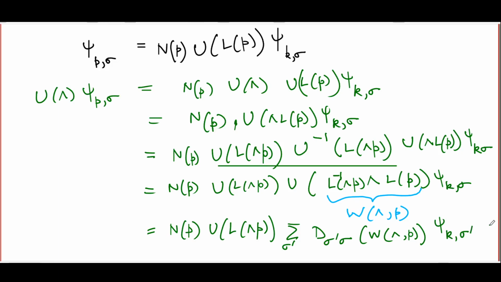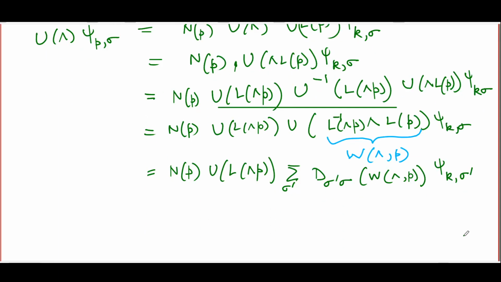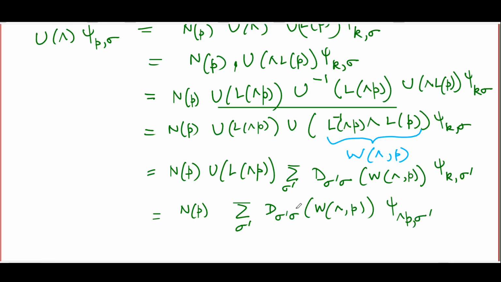Note that because W does not change K, the momentum of the states whose superposition gives us the result, all of them, is still K. And now you get U L lambda P to act on psi K sigma prime. And since L lambda P is the standard Lorentz transformation which carries K to the momentum lambda P, the result is pretty straightforward. You get N of P sum over sigma prime d sigma prime sigma. These are just numbers, so the U just carries through these numbers and hits the psi K sigma prime. And what this gives us is psi lambda P sigma prime. Same sigma prime, remember, that's exactly what L is supposed to do. And this gives you psi lambda P sigma prime up to this normalization factor, so you have to divide by N of lambda P.